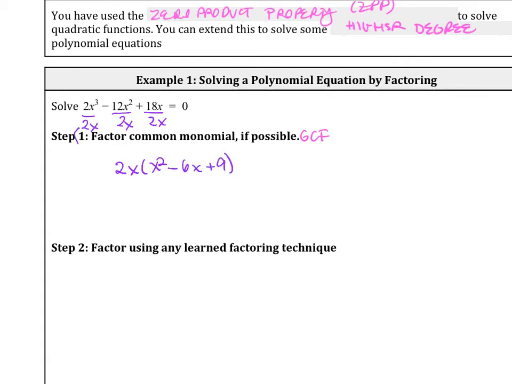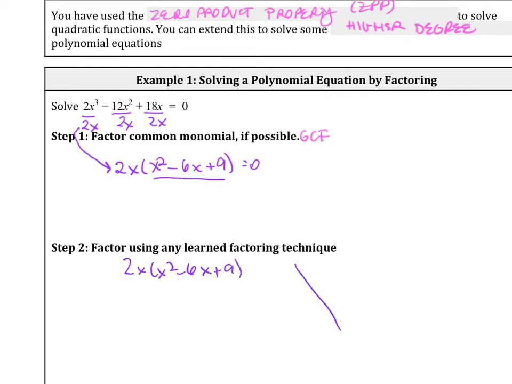Now don't forget, whatever you divide out, it goes in the front. It is really important, especially when it is a variable, because that's one of our solutions. And this equals 0. So now we solve. So we're going to factor using any learned factoring technique. So we're going to factor x squared minus 6x plus 9. So I'm going to just write this down here.